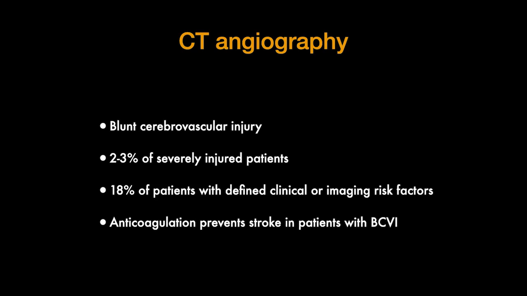CT angiography is primarily used to detect blunt cerebrovascular injury. This can be seen in 2 to 3% of severely injured patients and in up to 18% of patients with defined clinical or imaging risk factors, which I will show you. The reason that this is so important is that anticoagulation prevents stroke in patients with blunt cerebrovascular injuries if it is detected. If it's not detected, patients can go on to have a stroke as they're recovering from their head trauma.